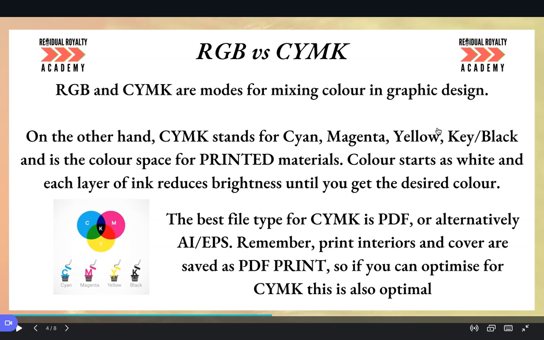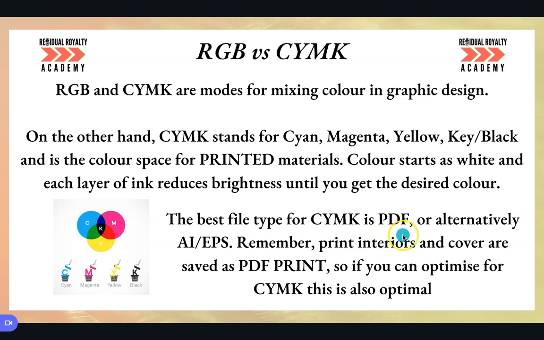Where I think RGB is the opposite, and it starts out as pure darkness, and then you add the color to make it brighter or something like that. But the most important thing for us to know is that the best file type for CMYK is PDF or PDF print, or alternatively AI, which is Adobe Illustrator, or EPS, which I'm not entirely sure what that is. Maybe someone can fill me in on the comments.